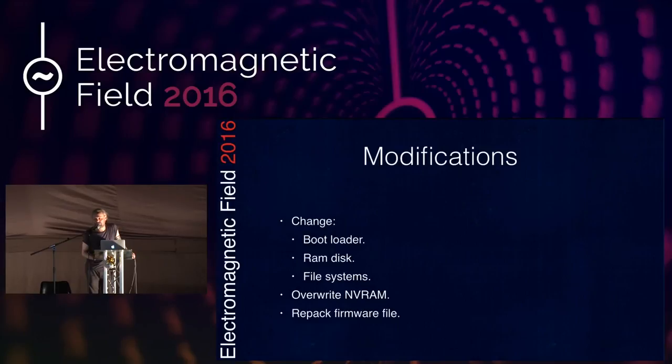So things to change is the bootloader. Like I was saying before, we can change the kernel options so we start up with a serial port. We can change the kernel options so we start up a different startup script instead of init. We might start a different kernel. We might use a different RAM disk. There's all sorts of things you can do there.